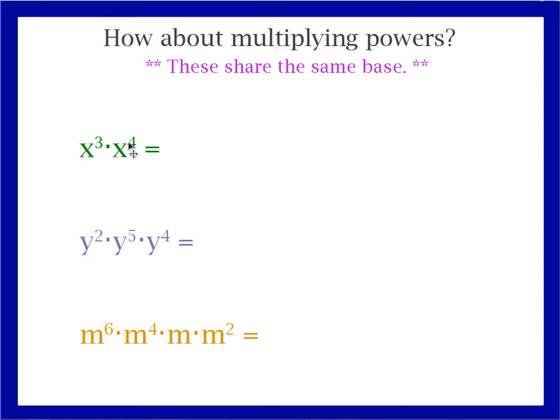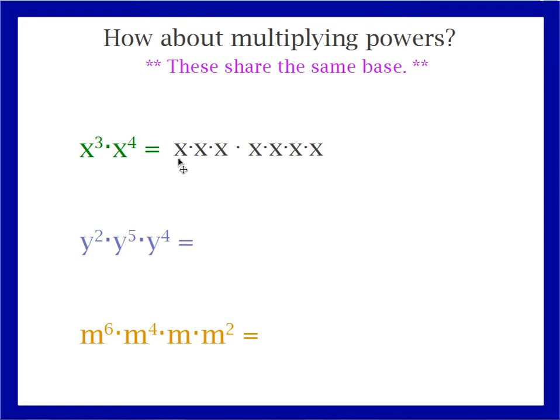x to the third and x to the fourth both have a base of x, and each base has its own individual exponent. That's an important piece to pay attention to when we review this first section. To make this a little easier to visualize and to understand why we do what we do, I'm going to take the time to actually draw this out.